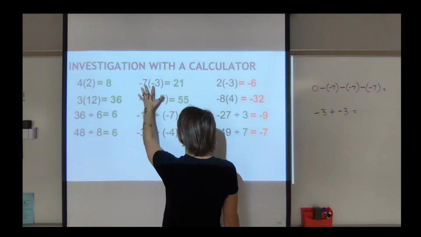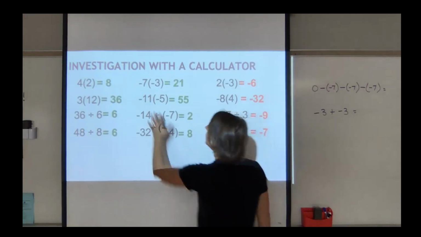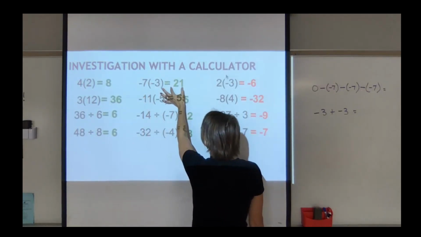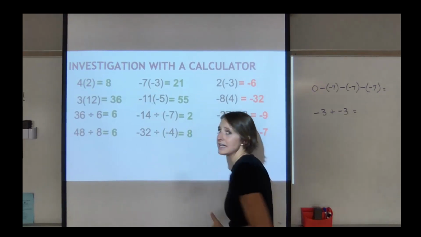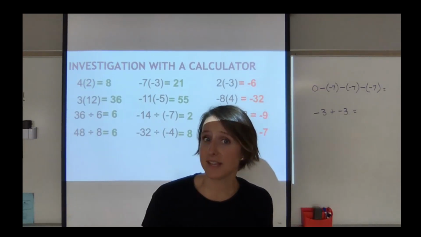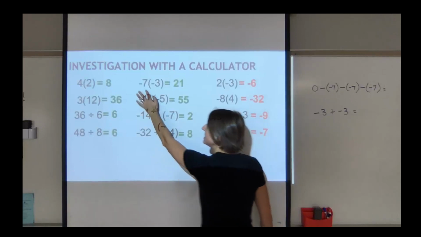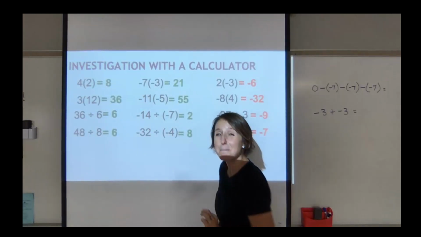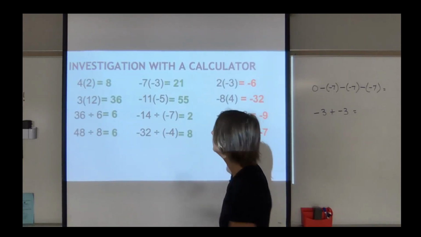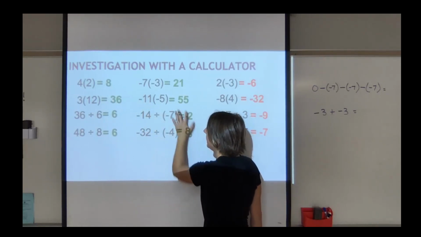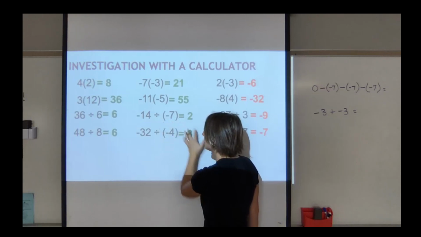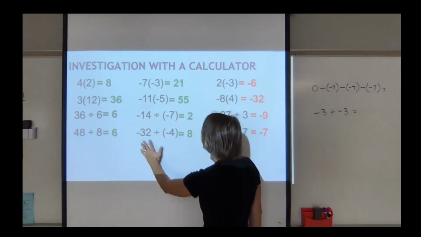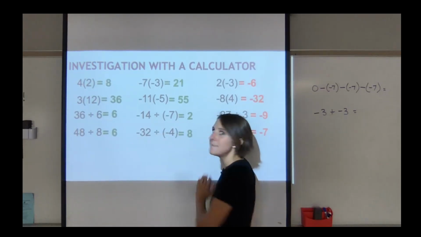Now over here, we're bringing in some negatives, right? -7 times -3. Notice that 21 still goes with it. Right? But now we have to ask ourselves, is it positive or is it negative? In this case, -7 times -3 gives me a positive product of 21. -11 times -5, positive 55. -14 divided by -7, positive 2. -32 divided by -4, positive 8.